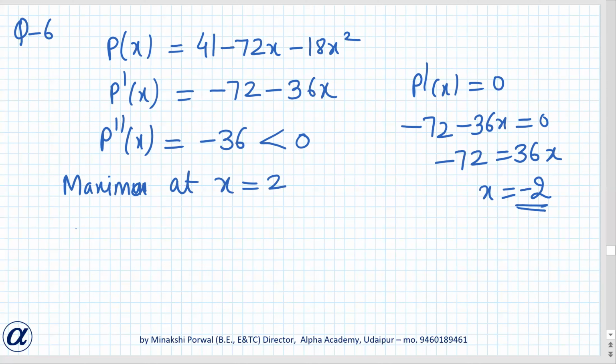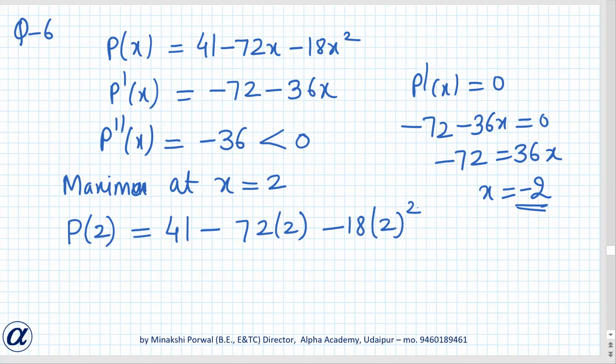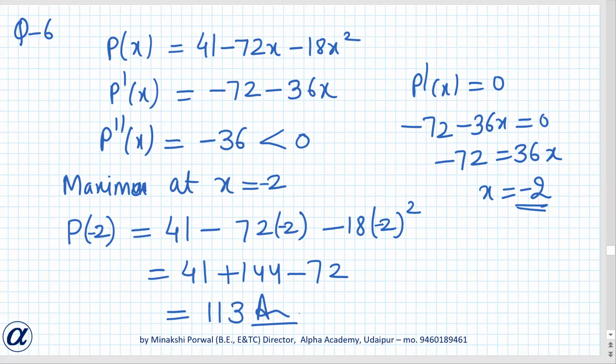Okay. Now the maximum value will be equal to p of minus 2. That is equal to 41 minus 72 into minus 2 minus 18 into minus 2 square. So it is 41 minus 144 minus 72. Okay. 1 minute. Is there any mistake? It is minus 2, right? Okay, okay. So this will be plus. So it will be equal to 113. This will be the answer.